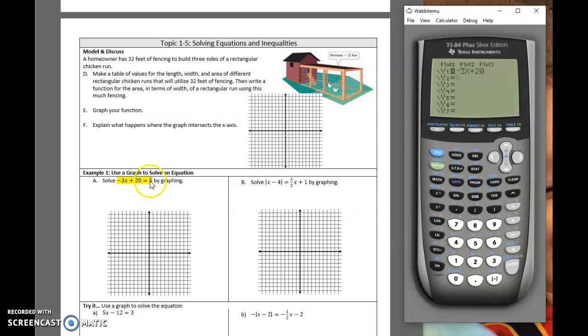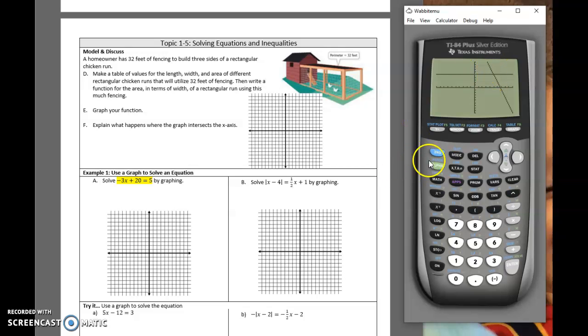And I enter the second one, which is 5. So I'm going to hit 5, enter, and then I'm going to hit graph. Right here, graph. And it's going to graph it for me. And when we're looking for the solution to systems like this, we're looking for where it intersects. So we're looking for this point here.